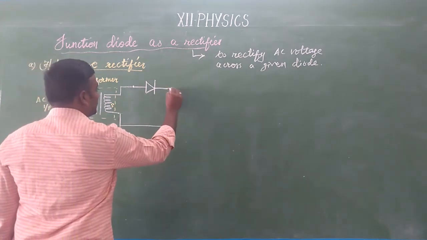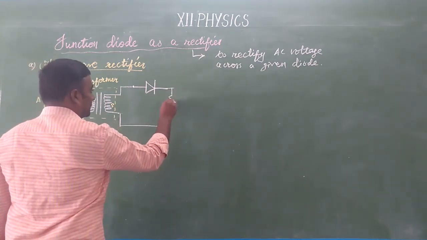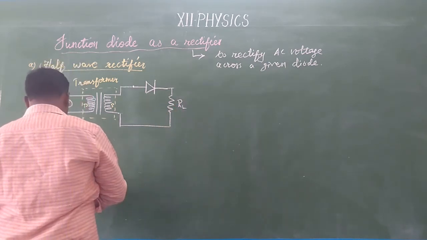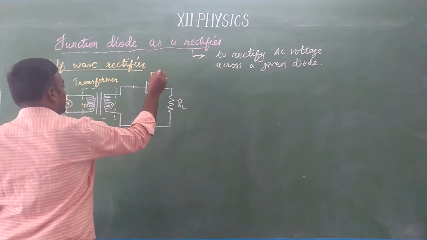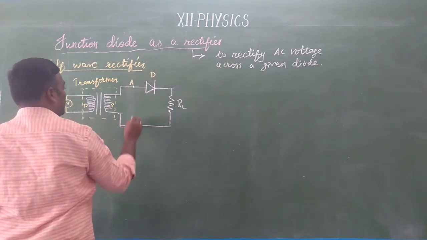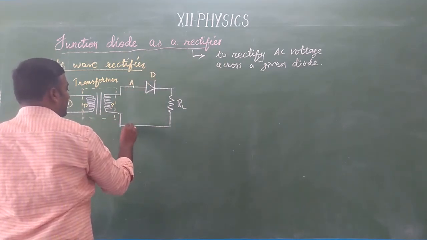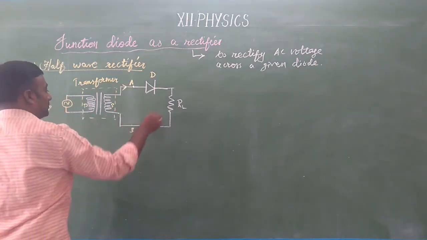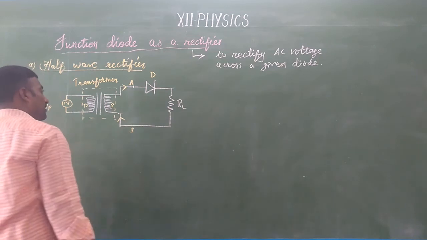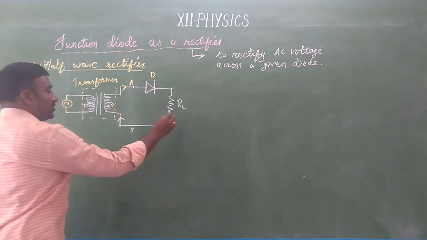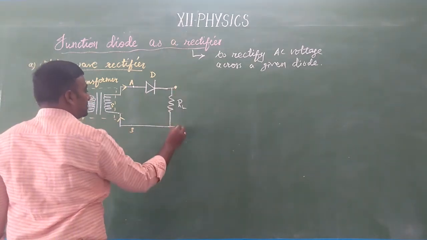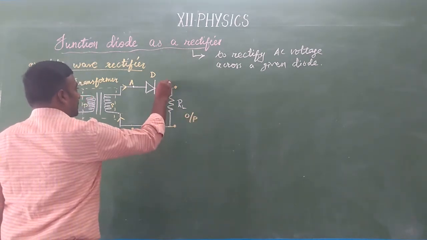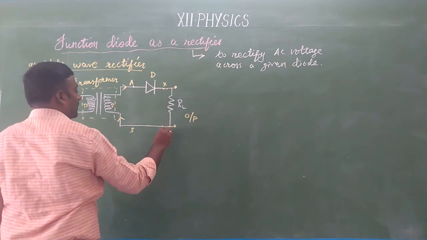Here a load resistor is connected across the terminal. This is a load resistor and this is a diode D at a point A and this is at a point B. So it goes like this, AC input. Okay, so this is a diode and this is a load resistor. So from the load resistor, the output is taken between the points X and Y.